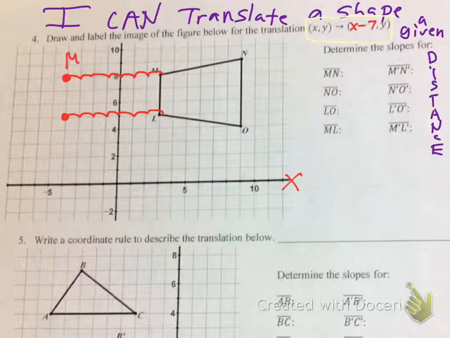Okay, so now I've got M prime, L prime. Do you remember that? Well, we're going 7 to the left. It says X minus 7. So yes, to the left. Do you get why it's left? Are you with me? Okay. Can start writing any time. So now we can connect the dots, right? And we translated it.